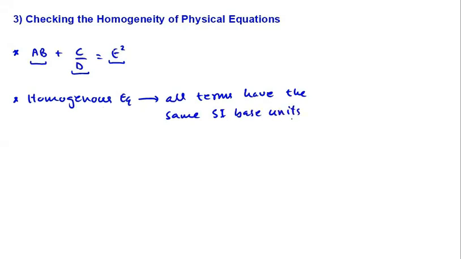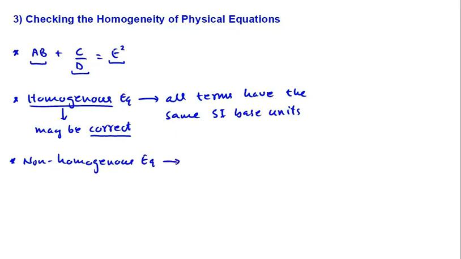And students, remember that only a homogeneous equation may be correct, because all correct equations are always homogeneous. On the other hand, a non-homogeneous equation is the one in which different terms have different SI base units.